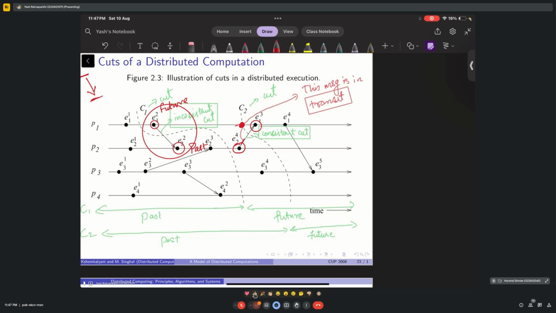Now let's talk about this. What is this? This is future or past? Future. This is future or past? Future. So future to future is also a consistent cut.